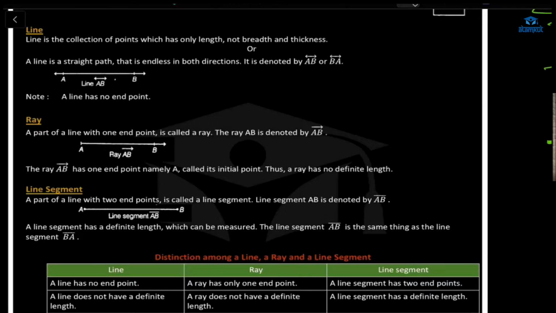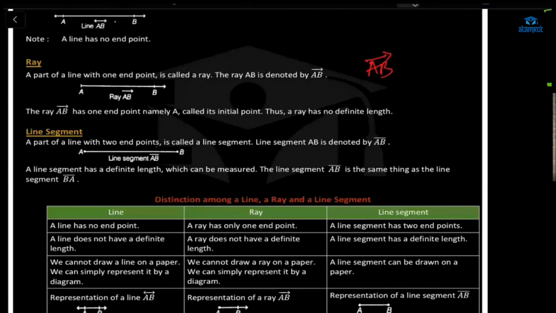Whereas a ray, we also cannot draw the ray, we can only represent it. A ray has one end, so from the other end it can be extended. To represent a ray, you write the name and put an arrow above it on only one side. A line segment is a part of a line which has two ends, and it can be drawn on paper. It is a fixed part of the line.